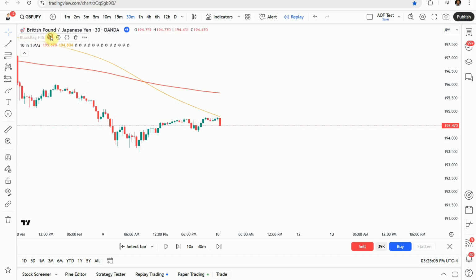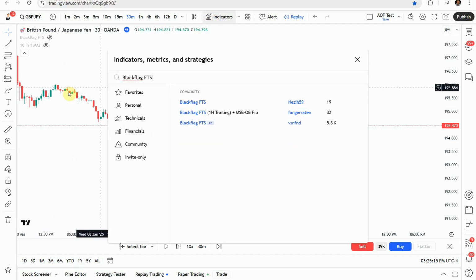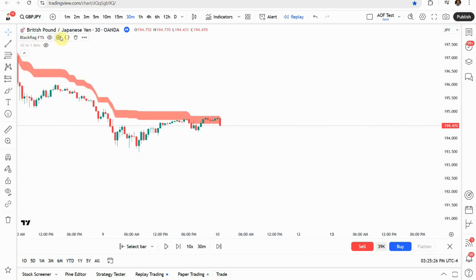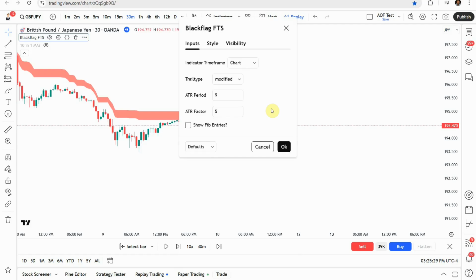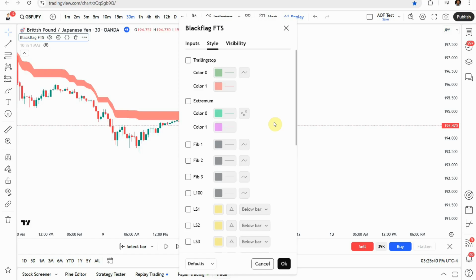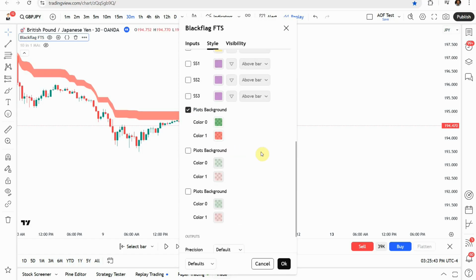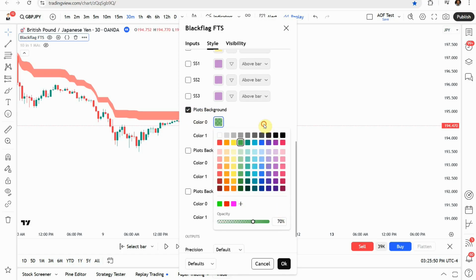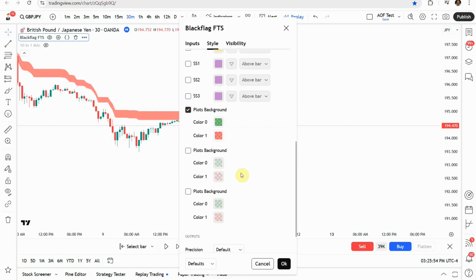What we'll do is hide the two indicators we have on screen. The first indicator we will add is the Black Flag FTS indicator, also known as the swing arm indicator. It's this one right here. Click on that and add it to the screen, and we'll jump into the settings. Under the inputs, we are going to change the ATR period to 9 and the ATR factor to 5. We're going to uncheck show fibs entry. Jump into the styles. We're going to uncheck every selection except for the very first, plots background, and then bump up the opacity to whatever you want. I did 70%, but you can make it however you wish.